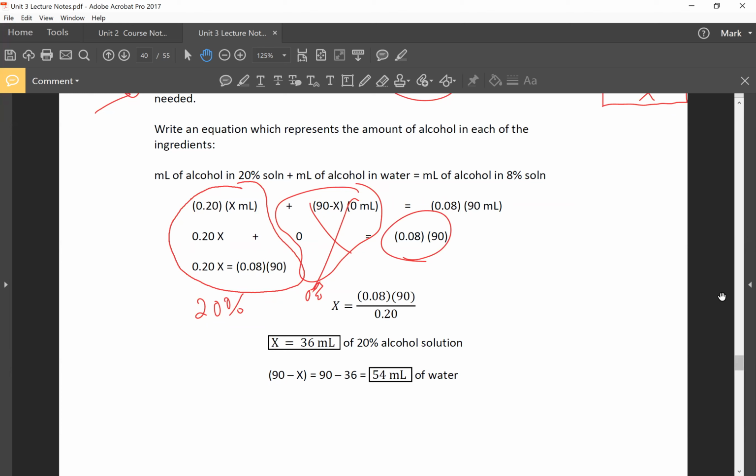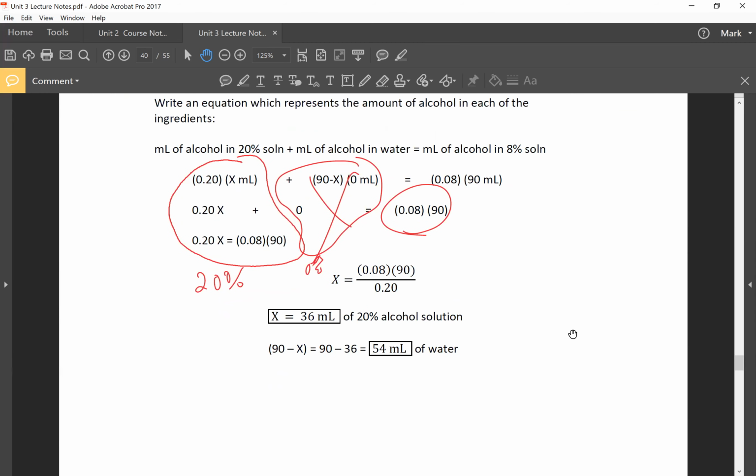This is actually what we did in question number 2 or 3. Same kind of thing. So 0.08 times 90 divided by 0.20, we figure out that we're going to need 36 milliliters. You calculate that out, it's 36. So we're going to need 36 milliliters of the other solution. So how much water do we need to add? Well, it would just be 90 minus 36.